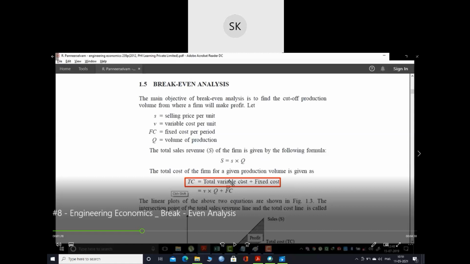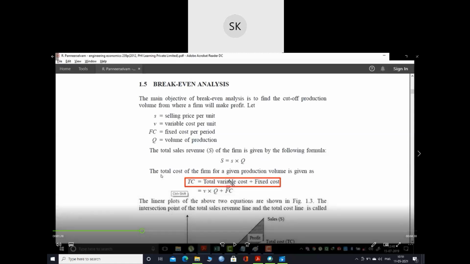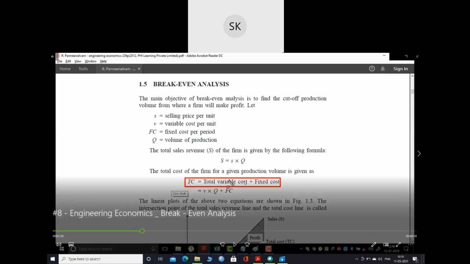Okay. Now the total cost of the firm for a given production volume. This was the total sales revenue, how much money you are getting from selling. But the total cost means what will be the total cost of the production of that unit. So it will be some fixed cost and total variable cost. The total variable cost you can find out as variable cost per unit into the volume of production.